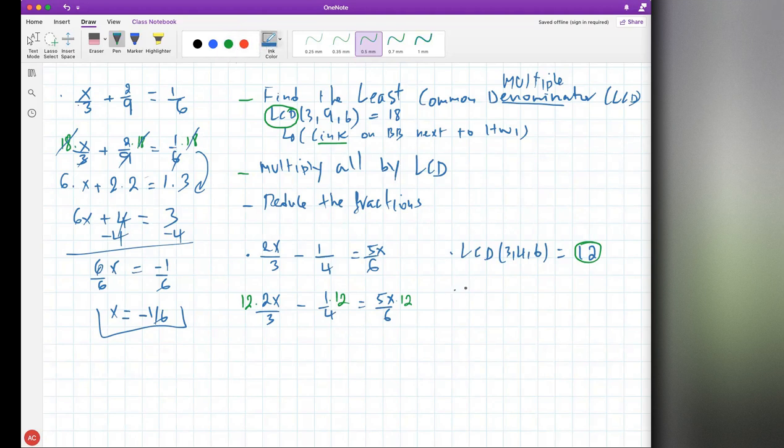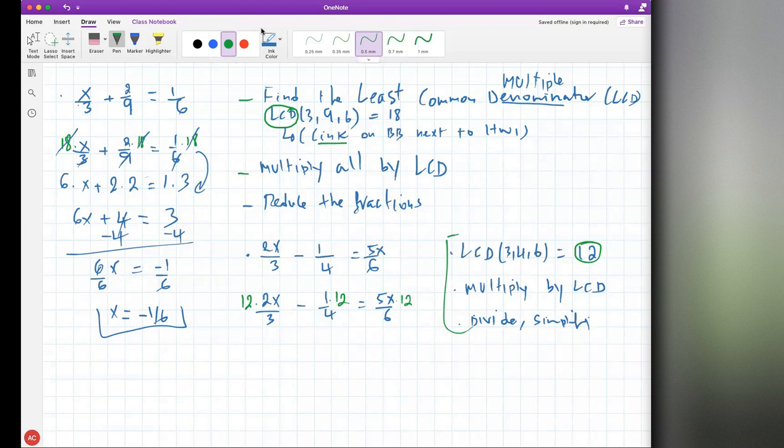Okay, we found the LCD, multiply. What else? Divide. That's right. Divide, simplify, reduce, whatever you want to call it. Again, those are the main steps every time, just like here.